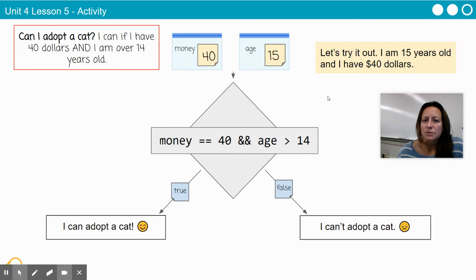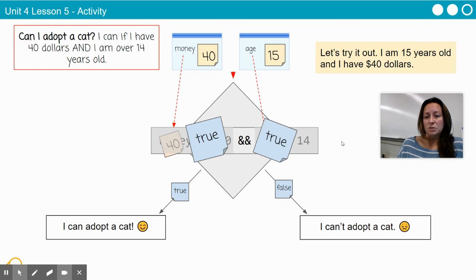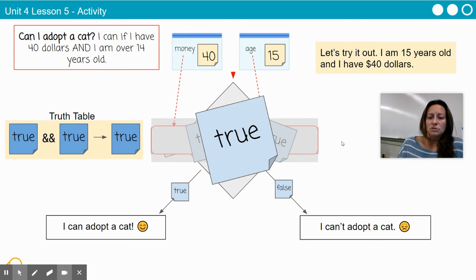If I'm 15 years old and I have $40, this is how it would work. We would replace money with 40. We would replace age with 15. On the left side, money is equal to 40 is true. On the right side, 15 is greater than 14 is also true. When you have the and expression, you need both of them to be true for the entire thing to be true, and we have that. So this evaluates to true ultimately, and we can adopt the cat.